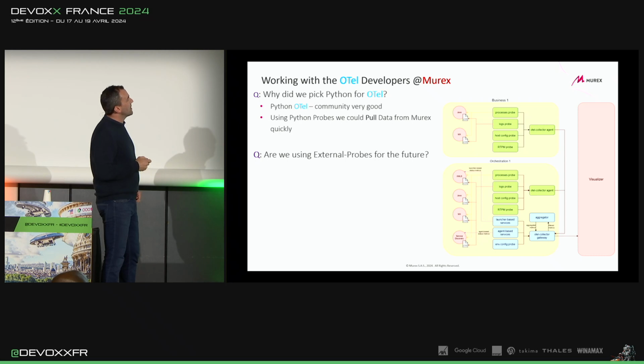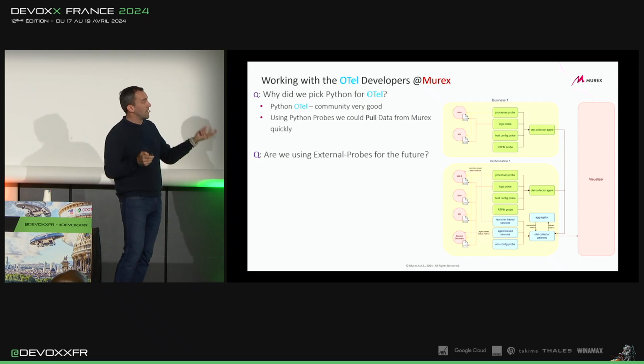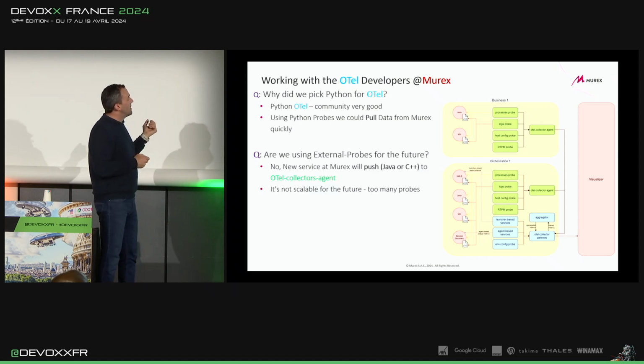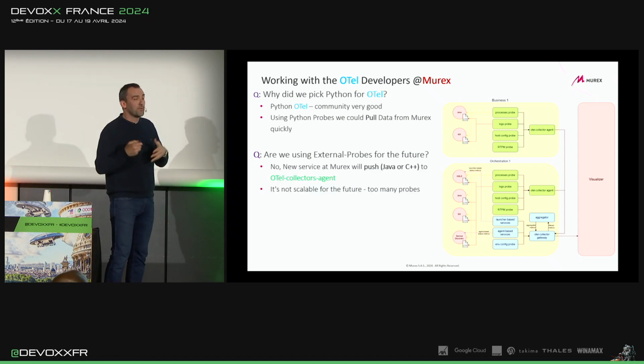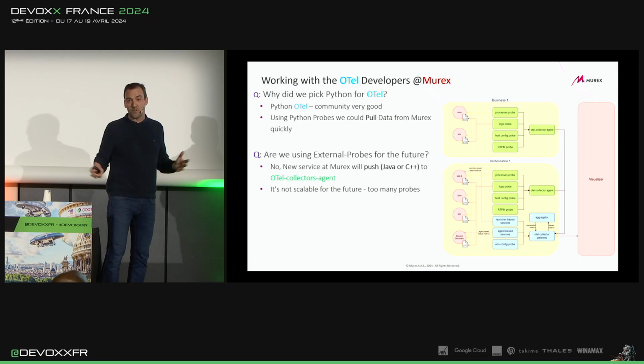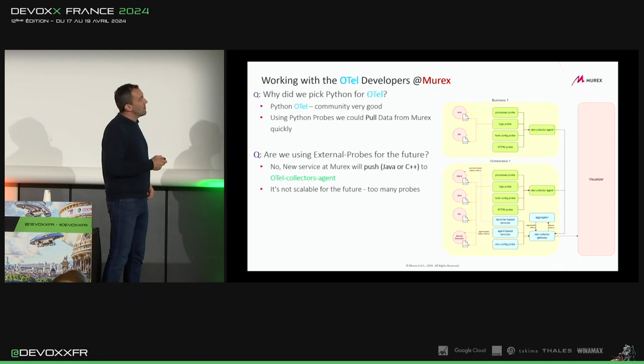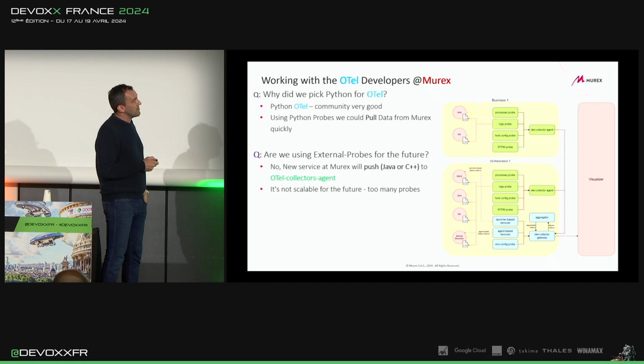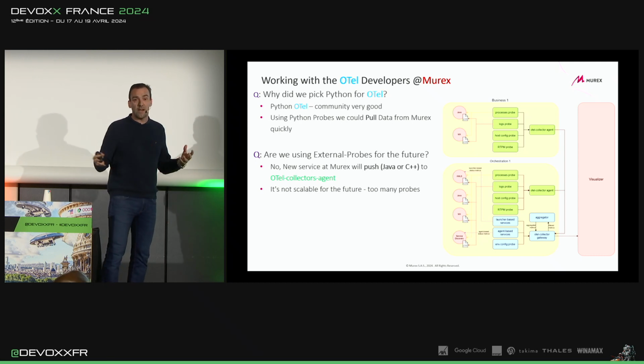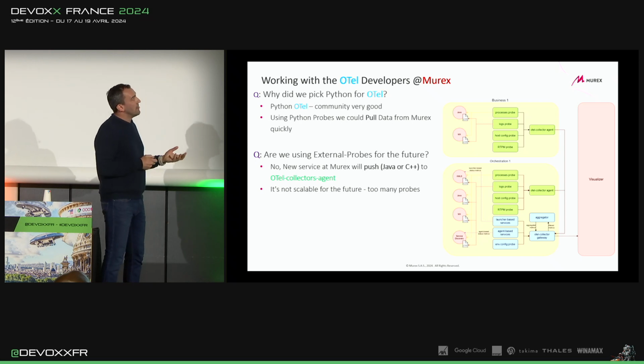Now, are we using existing external probes for the future? The answer is actually no. And the reason is, now that we've proven that it's good, that OpenTelemetry works and people are happy, we're going to write the probes inside the Murex code line now. Because now we don't have the fear that OpenTelemetry is bad, we think it's good, and we're saying, hey, let's push the data directly to the OTel collector agent. So we're going to deprecate some of these probes, and we're going to write it all in here.